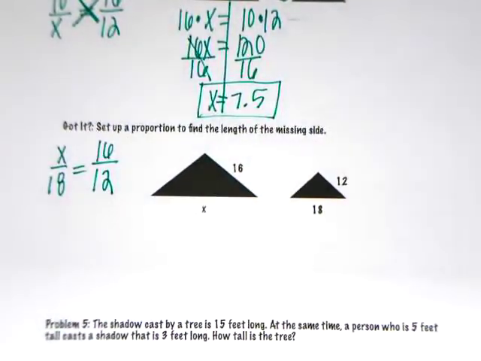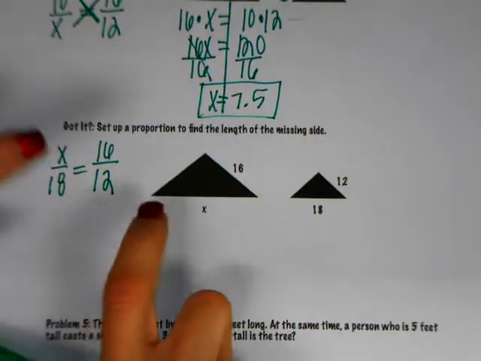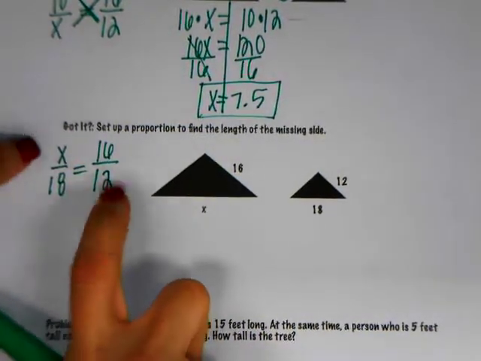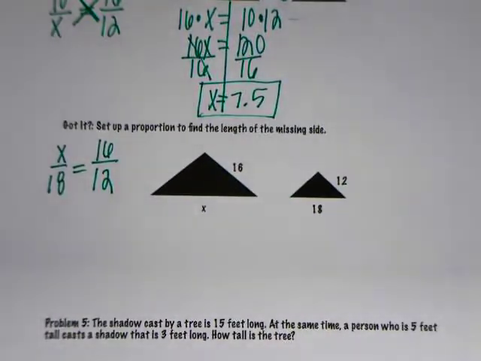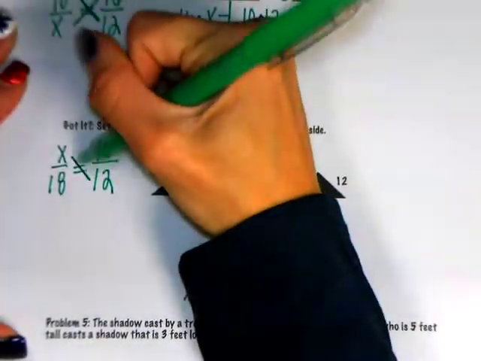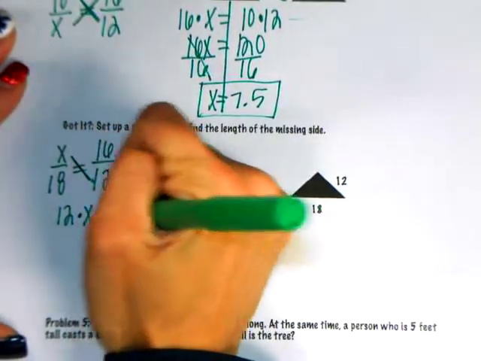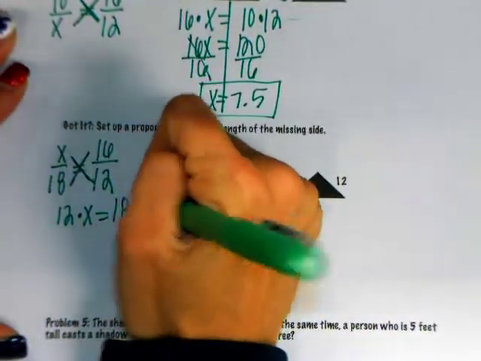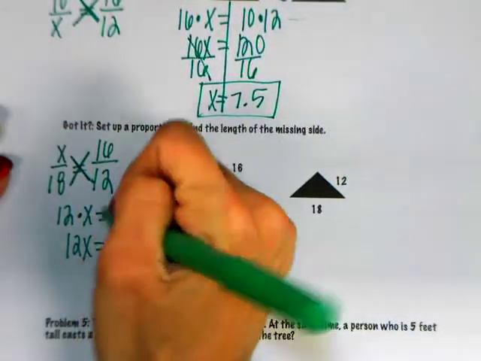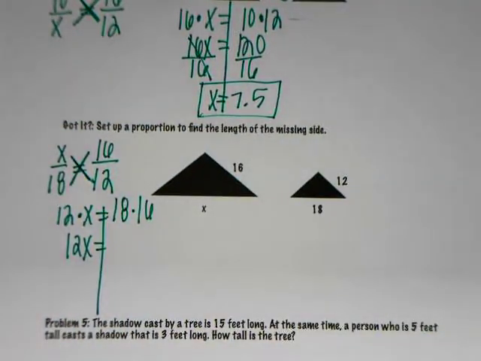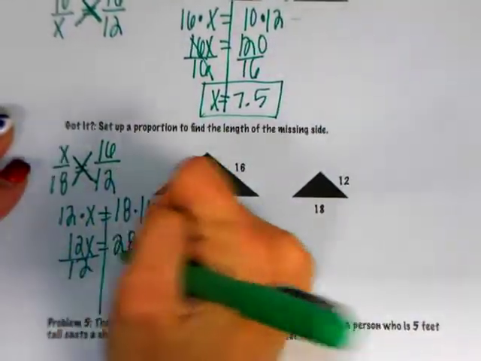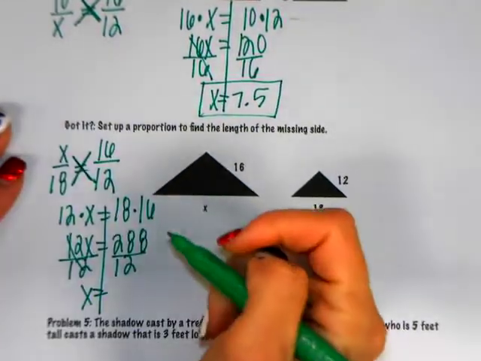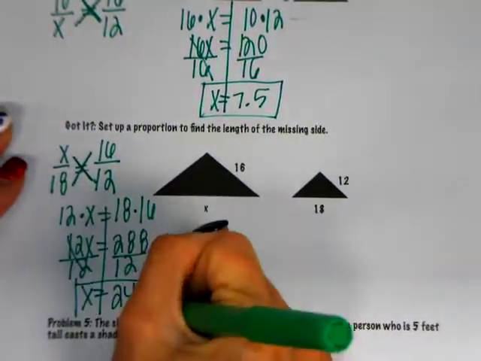The way that you can check if yours is also correct is that you should have multiplied the x and the 12 together, the diagonals. As long as you had 12 and x diagonal from each other and you multiplied those, then you did it correctly. So you do 12 times x equals 18 times 16. So you had 12x equals 288. Then divide by 12. What did you guys get for x? 24? That sounds right. Yep.